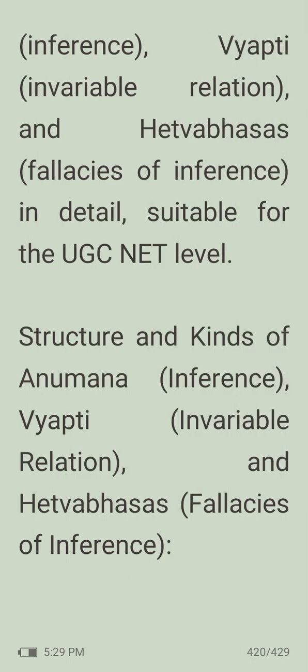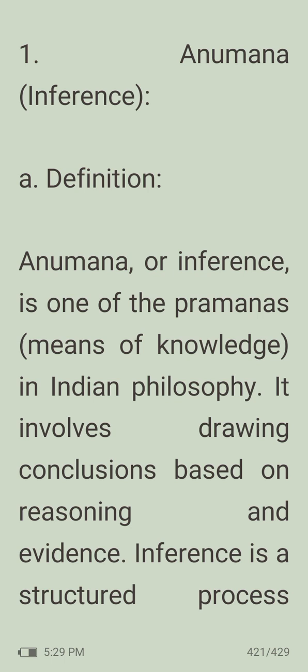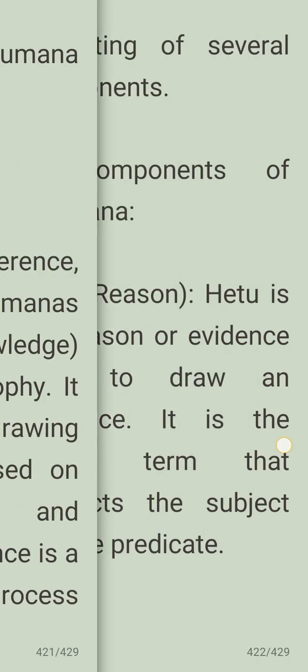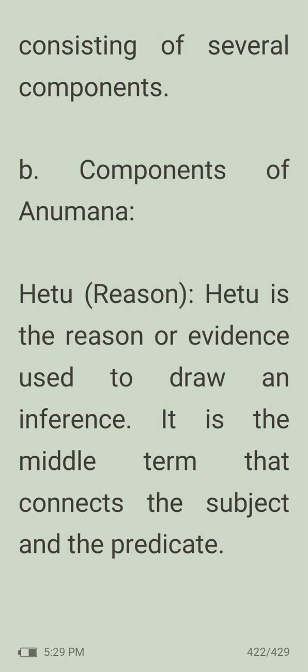Structure and kinds. First, anumana or inference is one of the pramanas or means of knowledge in Indian philosophy. It involves drawing conclusions based on reasoning and evidence. Inference is a structured process consisting of several components.